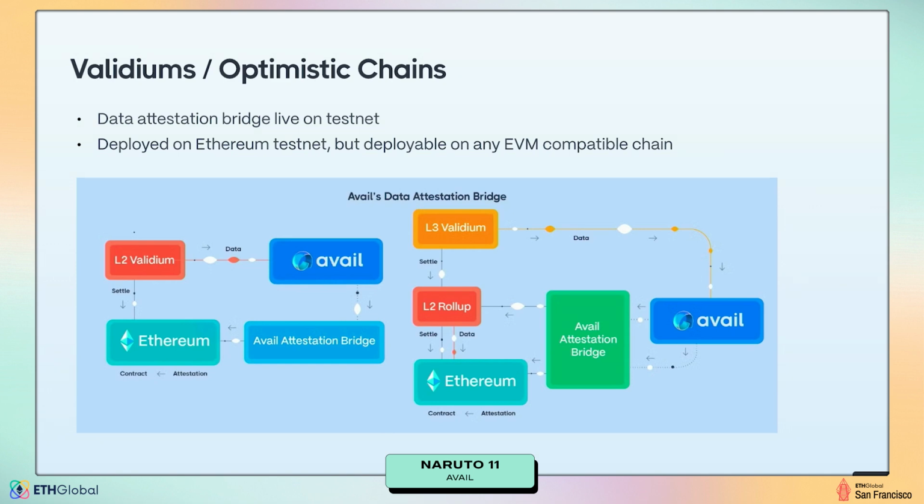Okay, so this is just a general diagram of how the validiums and optimistic chains work. There's an L2 validium you see in Ethereum, and then data is being posted to Avail, and then there's an Avail attestation bridge, and then that's posted to Ethereum. For L3 validiums, it's a little bit different. L3 validiums basically settle on L2 rollups, and they post the data to Avail, and then Avail sends it to the Avail attestation bridge, and then it goes to the L2 rollups.